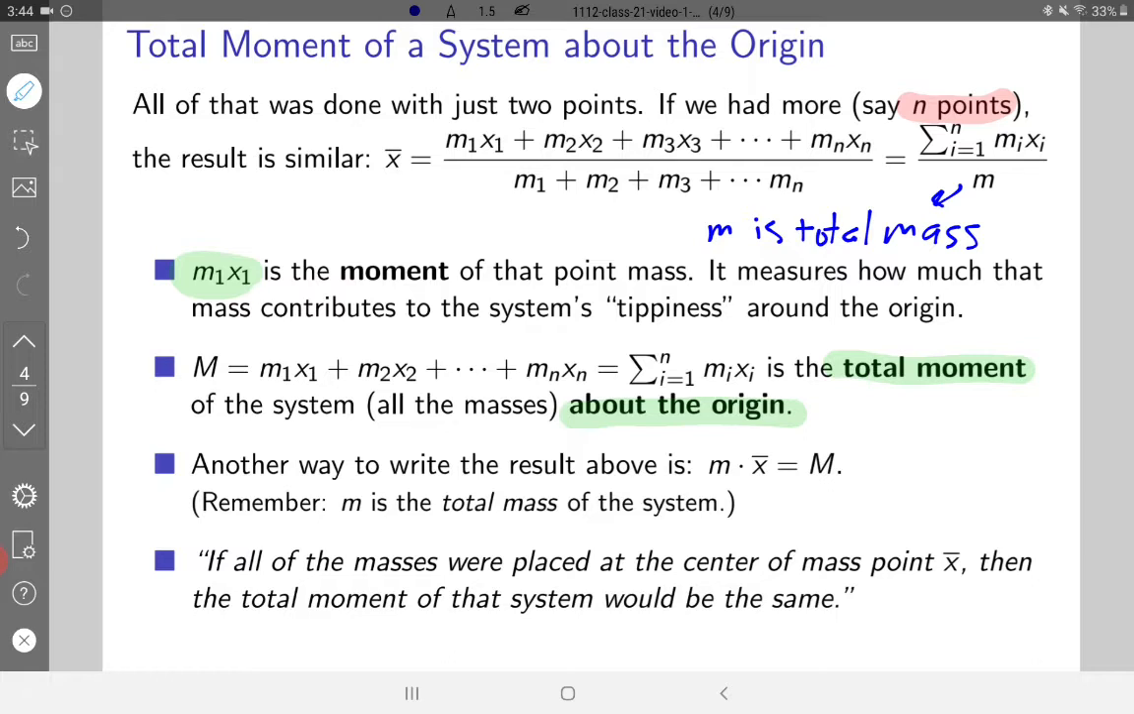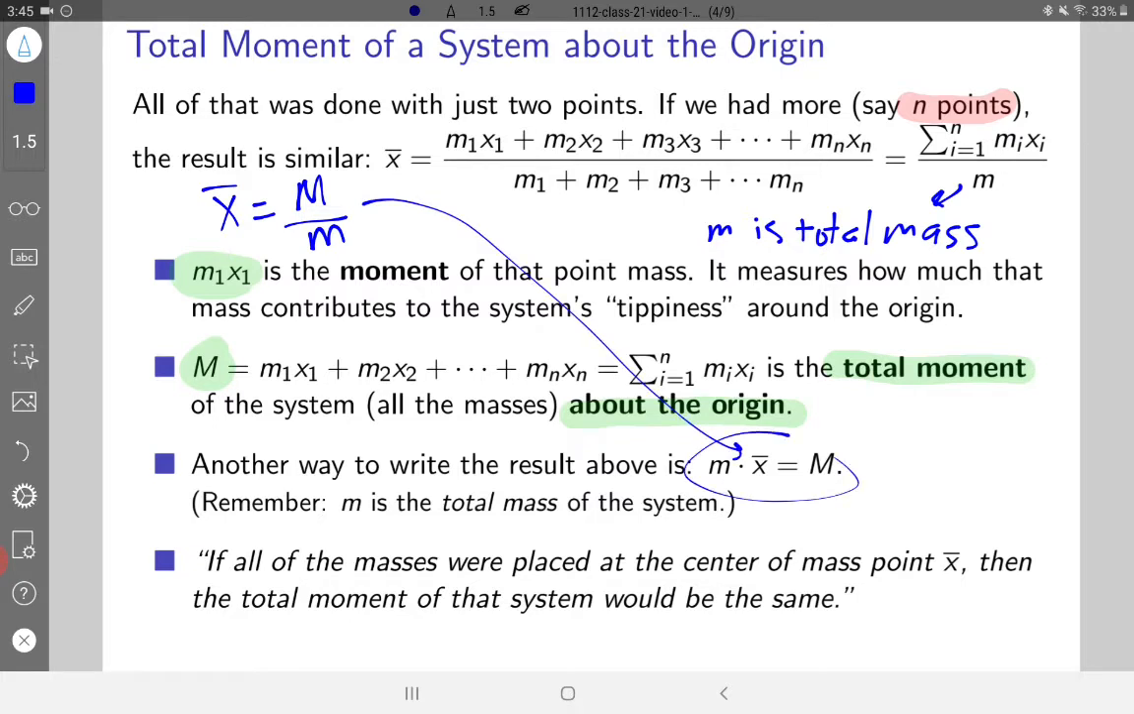And so if I call that capital M for the total moment, then another way to say this equation up there at the top is that x bar is the total moment of the whole system, that's the summation on the numerator, divided by little m, the total mass of the whole system. And I've just written that in a slightly different way down here by multiplying through on both sides by little m. But I did that to show you that this is pretty similar to the law of the lever, which says something about mass times distance.